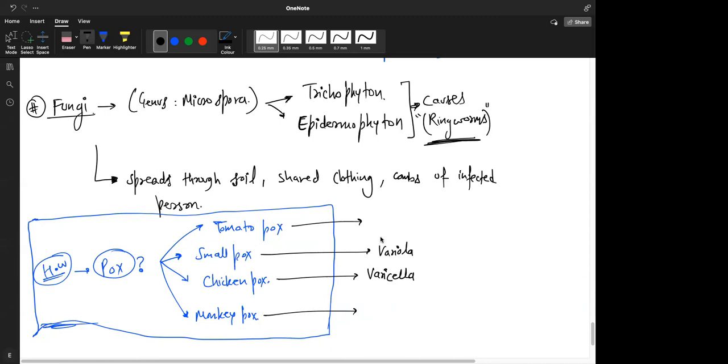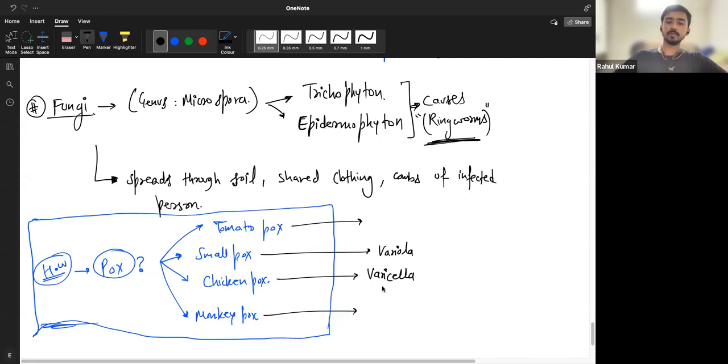The tomato pox is caused by an enterovirus. Okay, so even if you don't remember the name, just know that this is a kind of enterovirus. Again, a virus, enterovirus. If you do not remember the name, it's okay.